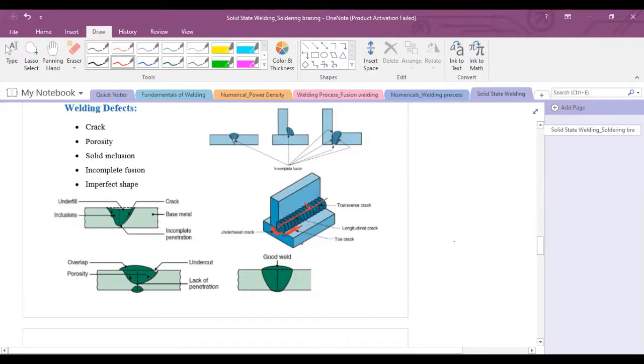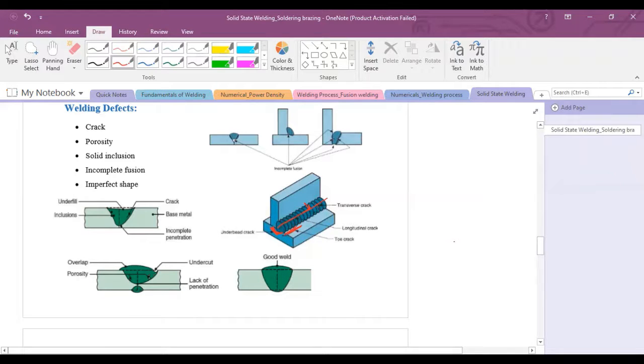And number two, avoid rapid cooling, because most of the time the operator will try to solidify this bead very rapidly. So try to avoid the rapid cooling of the welded components.